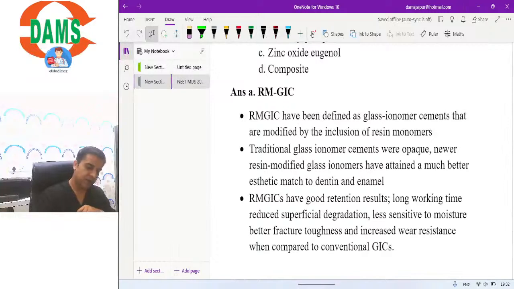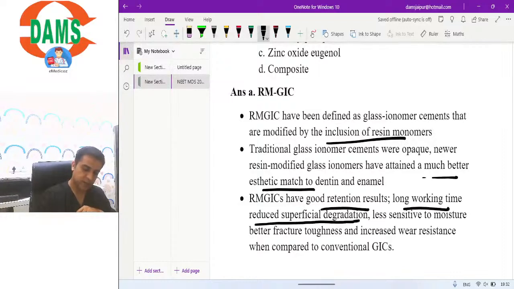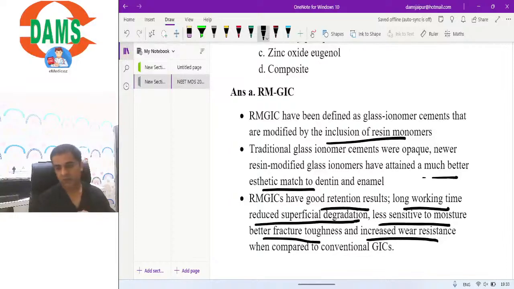They are modified by the inclusion of resin monomers. Better aesthetic match, right? Good retention, long working time, provide protection from degradation. They are less sensitive to moisture, better fracture toughness, and increased wear resistance as compared to conventional GICs.